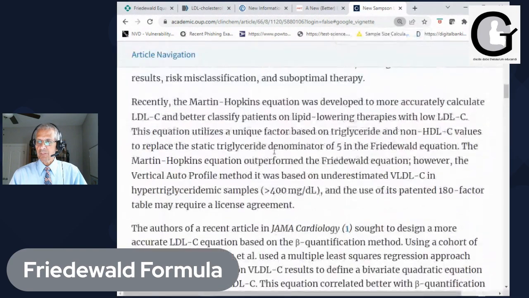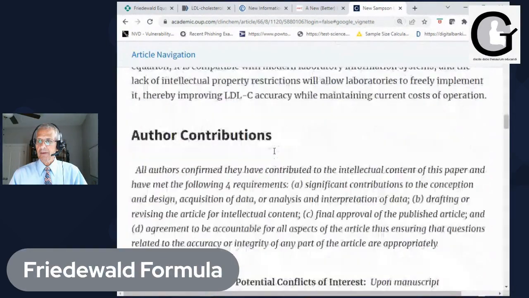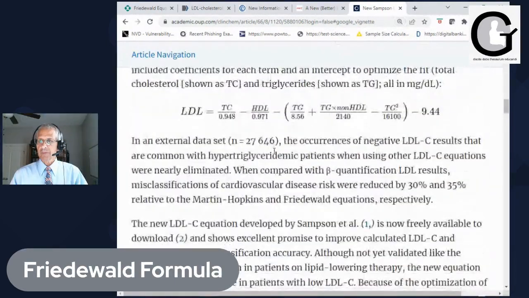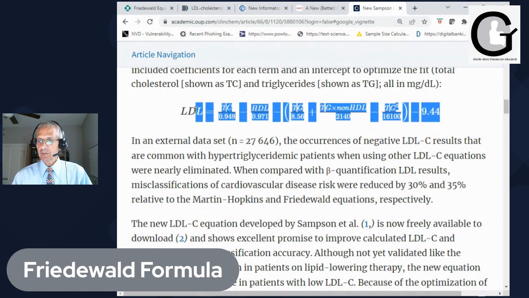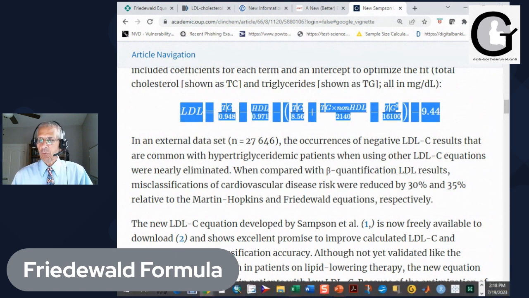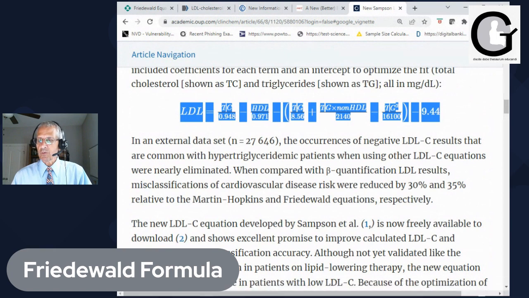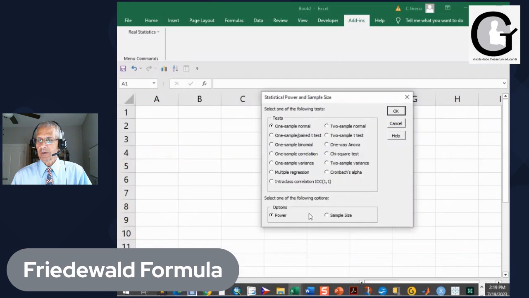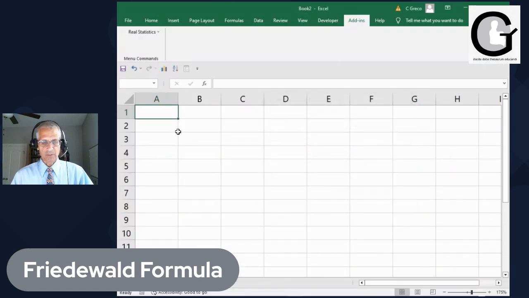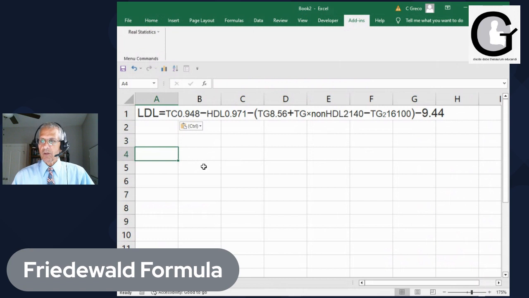We'll get that a little bit better for you guys. Where is it? So there it is right here. So that's it: LDL equals total cholesterol over 0.948 minus HDL over 9.971 minus triglycerides over 856. All these things are right here. So I'm just going to take this and copy it, see if I can actually copy this, and put it into this. Does it work? Yeah, it does. Okay, so this is the equation.